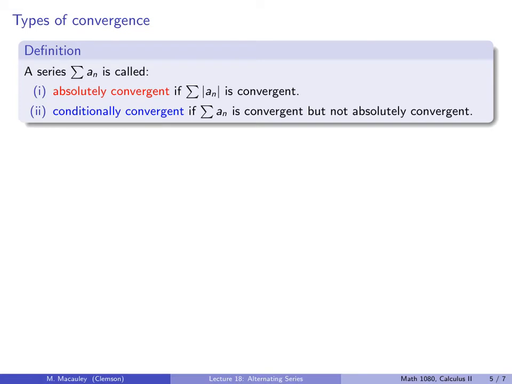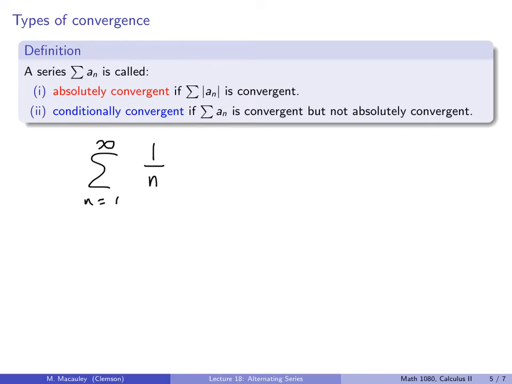Okay, so next, let's recall the harmonic series that we've seen. The harmonic series is the series of 1 over n, n equals 1 to infinity. So this series diverges, but if we make it alternating, it converges. So that leads to the following definition. A series of this form is called absolutely convergent if, when you make all of the terms positive, it still converges. And it's conditionally convergent if the series itself is convergent, but it's not absolutely convergent.